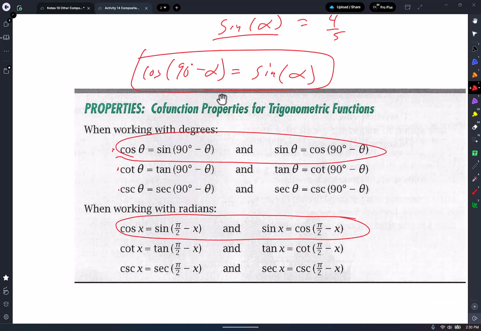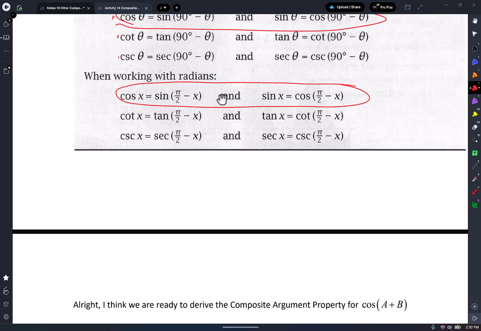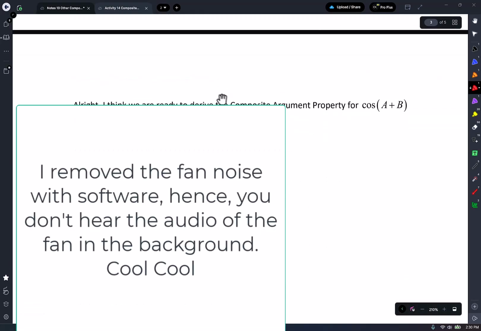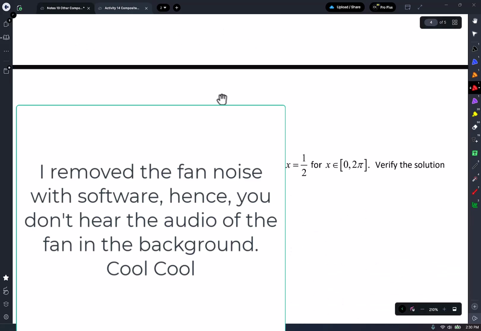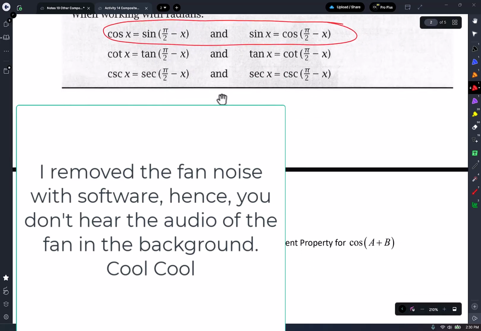Now, what do you guys like better, degrees or radians? Degrees? Okay. Did you say degrees or radians? I can't hear you with that fan. Radians? Okay, all right, we can do radians if you guys prefer that. All right, you guys ready?